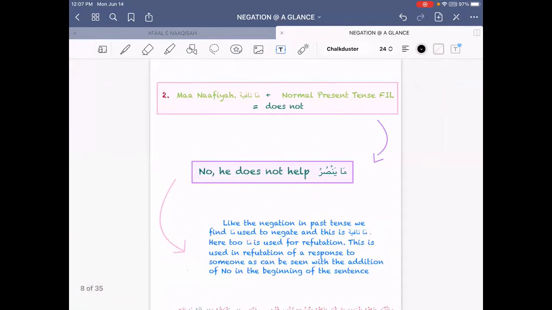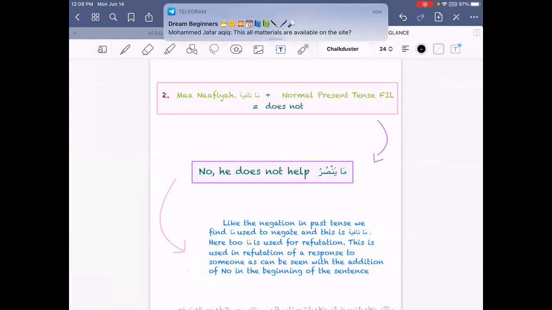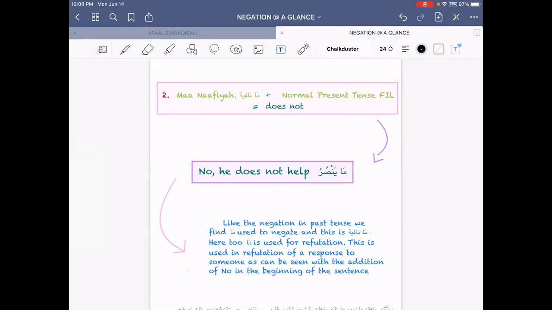The second tool is, again, ma. Ma can be used with past tense to negate and refute in the past tense. Similarly, ma can also be used with the present tense, and it also does not have any effect on the present tense. So it will be a normal present tense, and it will add refutation as well as negation into the meaning. So here we don't say he doesn't help. We say no, he doesn't help. The no here is for refutation, and the does not is for negation.